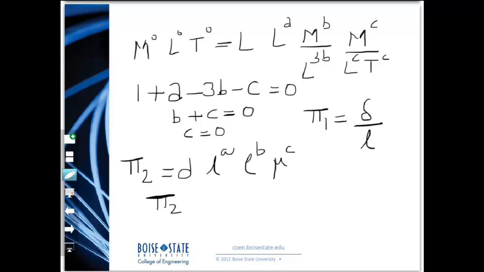pi 2 to be D over L. It makes sense if you look at these combinations, because the only way D and L and something else would be non-dimensional is when they're divided by one over the other. So this is pretty straightforward. Okay, but I would still suggest you write these equations so that you get the practice.